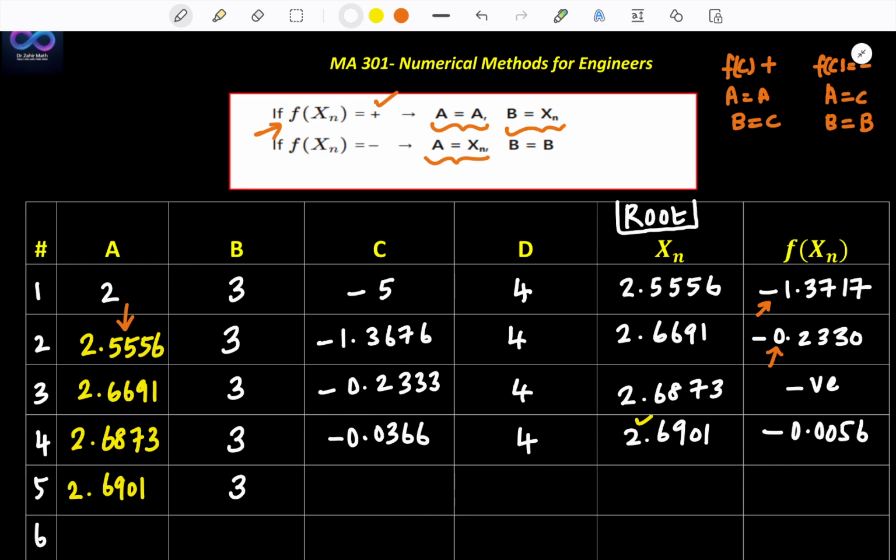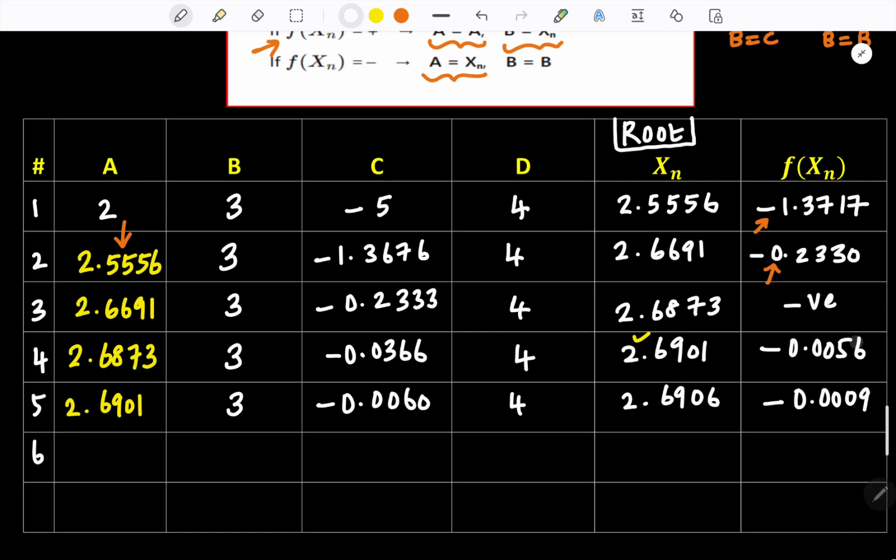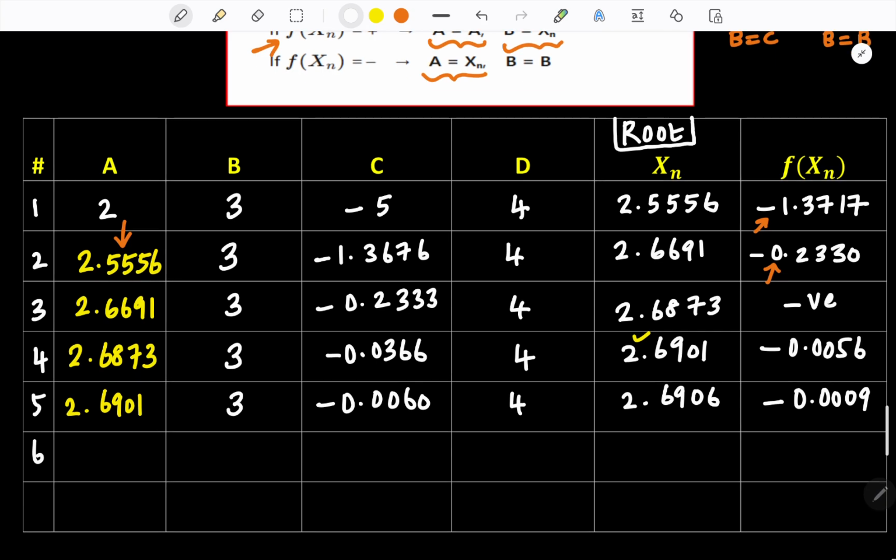2.6901, press equal 3, and then you will get negative 0.0060. Again press equal, you will get 4. Again press equal, 2.6906. Again press equal, 0.0009. You are getting 9. Okay, right. Now when should I stop, teacher?